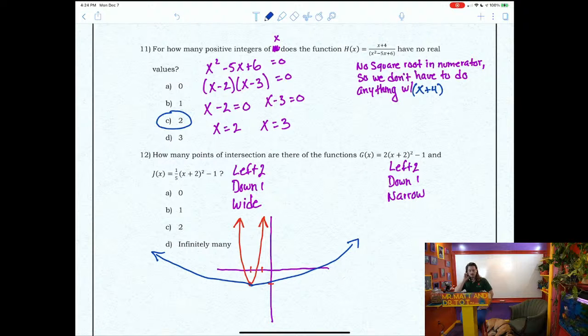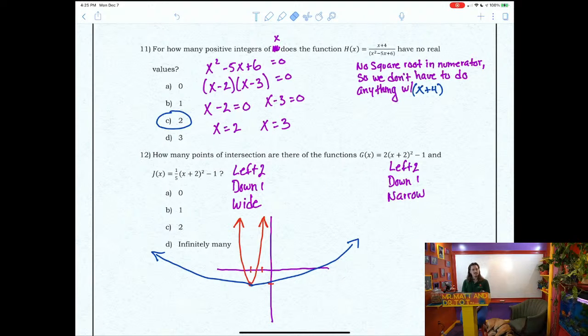And now for 12, how many points of intersection are there between these two functions? So you can see from the vertex form that both of them have the same vertex. We have a horizontal shift left 2, and we have a vertical shift down 1. However, the first equation opens up and is very narrow because it increases fast because it has a leading a value that's greater than 1. The a value in g of x is 2, whereas the a value in j of x is 1/5. That 1/5 is in between 0 and 1.